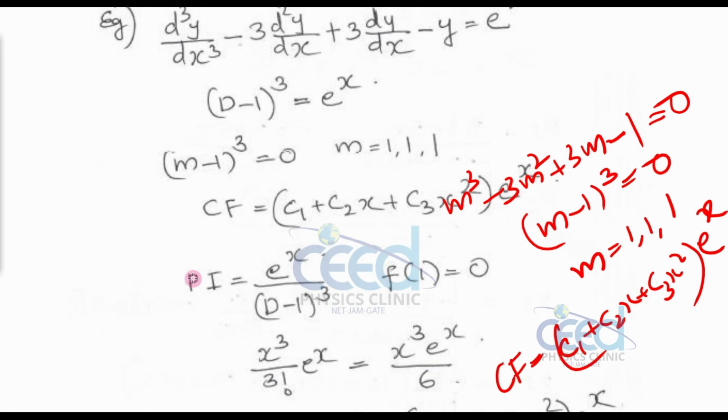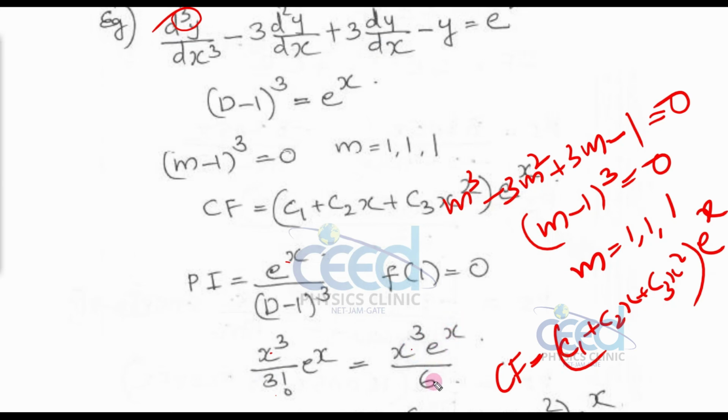When I am replacing the coefficient of x in the term e raised to ax, this 1, instead of d, that is 1 minus 1 whole cube, the denominator is 0. In that condition, I have to use this formula, x raised to n by n factorial into e raised to ax, that is e raised to x. What is the order of this differential equation? The order of the differential equation given is 3. This is the highest derivative, so the order is 3. That is x cube by 3 factorial into e raised to x, that is x cube e raised to x divided by 6.